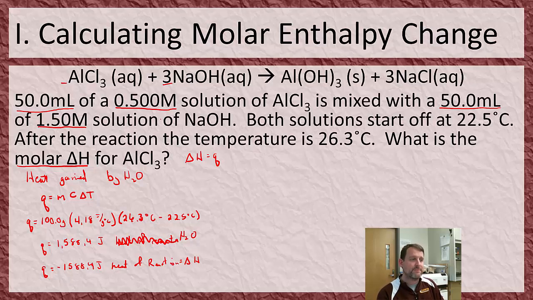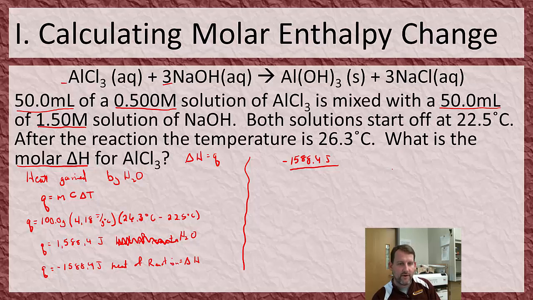And that's great for this particular reaction with this volume of solution, and these two molarities. That's how much heat you would get. But we want something a little more universal. We want to be able to tell everybody how much heat you would get per mole. So to do that, all we do is we take our delta H here and we divide it by the number of moles. So we say that negative 1588.4 joules divided by, now we've got to figure out the number of moles we have.